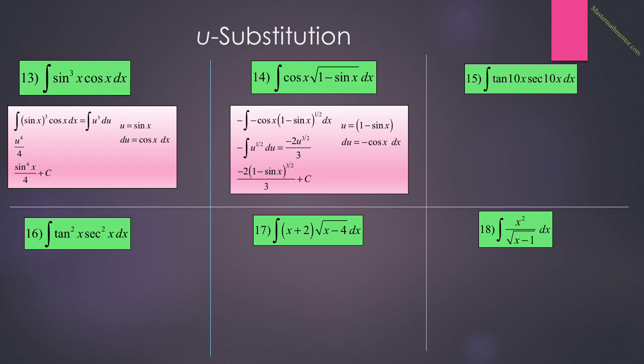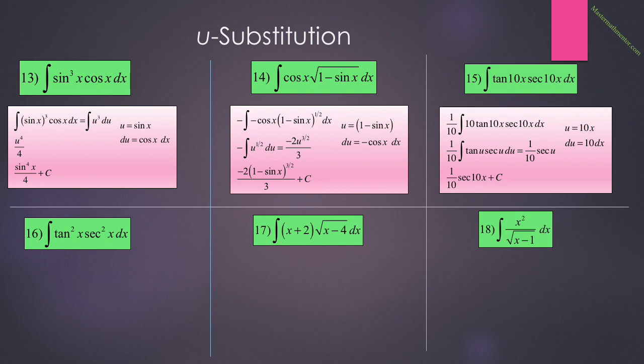14 reads the integral of cosine of x times the square root of 1 minus sine of x. So u will be 1 minus sine of x, and du will equal negative cosine of x dx. We have everything but the negative. So we put the negative on the inside and a negative on the outside, and this becomes negative the integral of u to the 1/2 du, which is negative 2u to the 3/2 over 3. Final answer is negative 2 times the quantity 1 minus sine of x raised to the 3/2, all over 3, plus c.